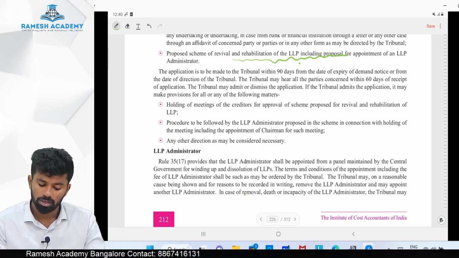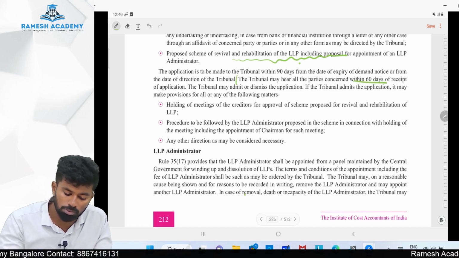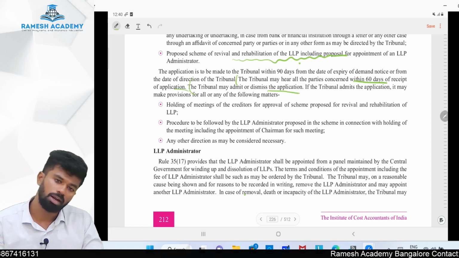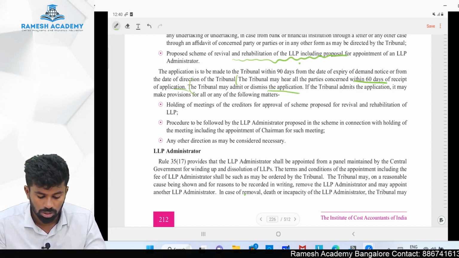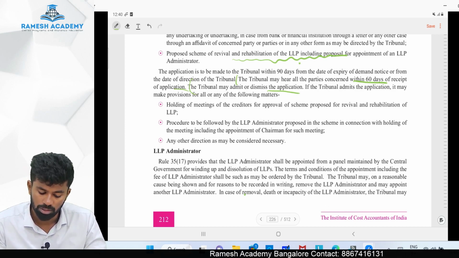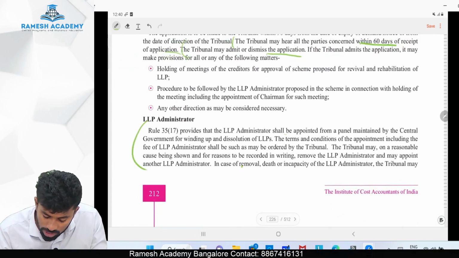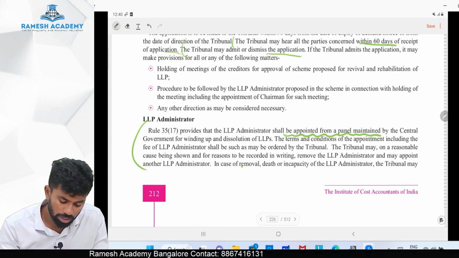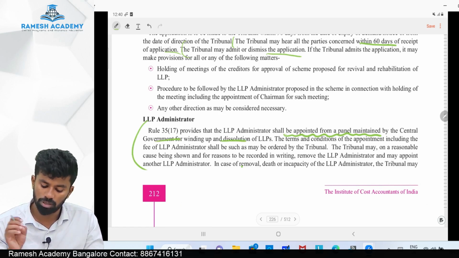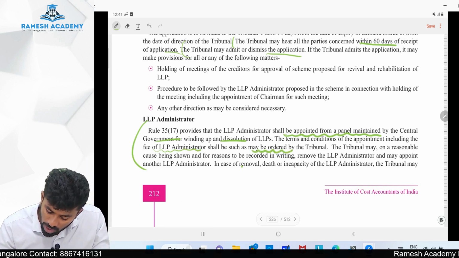The tribunal may hear all the parties concerned within 60 days of receipt of the application. In 60 days' time, it may admit the application or it may reject it. It may hold the meeting of creditors and also prescribe the procedure to be maintained by the LLP administrator. Now, who is the LLP administrator? The LLP administrator shall be appointed from a panel maintained by the central government for winding up and dissolution of LLPs. The terms and conditions of the appointment, including the fees payable to the LLP administrator, shall be such as may be ordered by whom? By the tribunal.